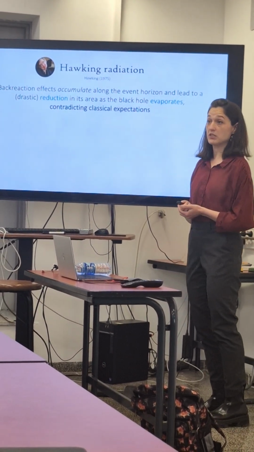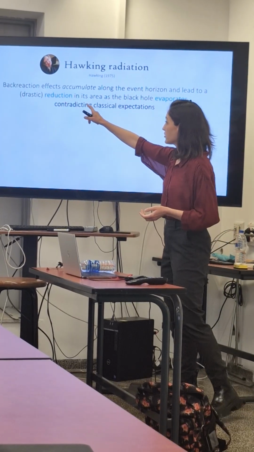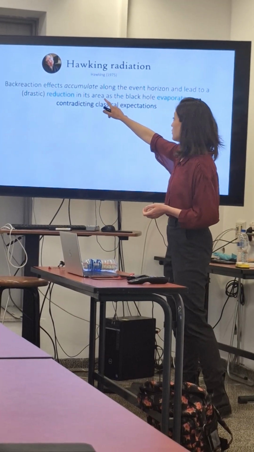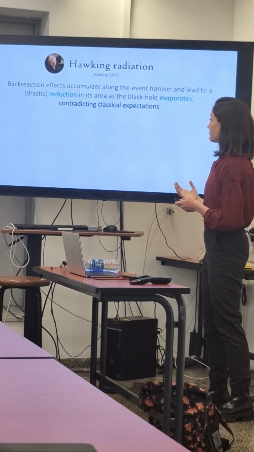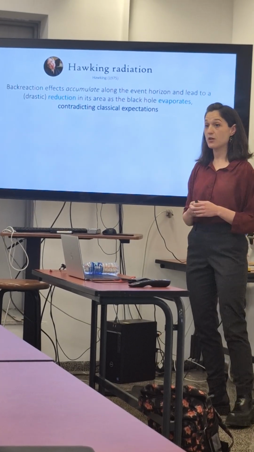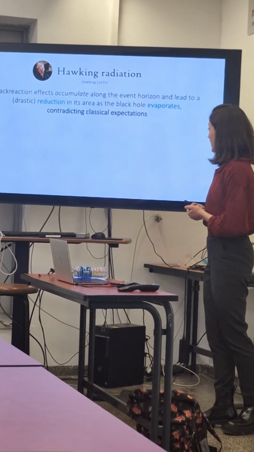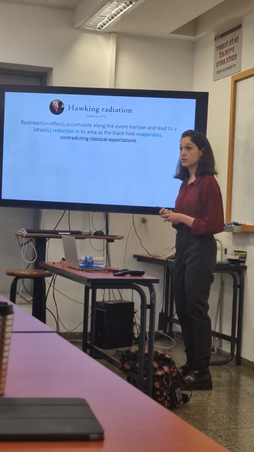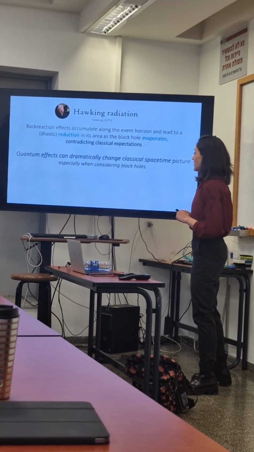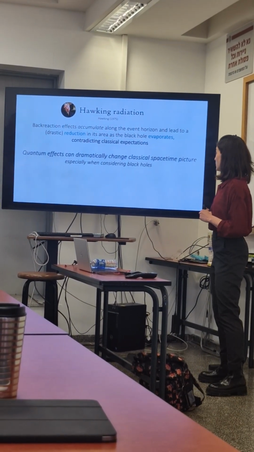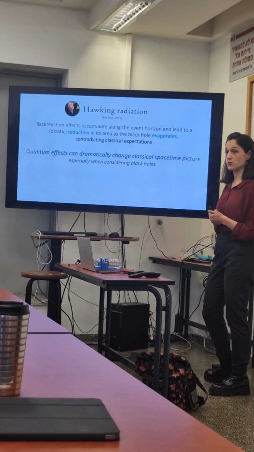So Hawking radiation is a semi-classical effect in which the back reaction effects on the metric accumulate along the event horizon and lead to a drastic reduction in its area as the black hole evaporates. So this, of course, contradicts the classical expectations drastically, not just by a little bit. So we see that quantum effects can dramatically change the classical space-time picture, especially when considering black holes.